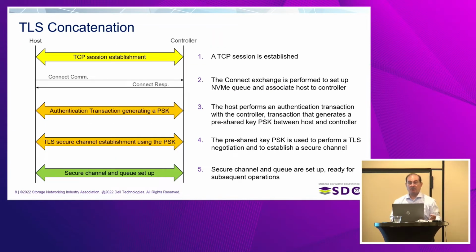And this is the way in which an establishment of a TLS session concatenated to an authentication transaction is performed. You start on TCP, you perform your connect, you authenticate the two parties, you generate a PSK on the fly. Now that PSK enables you to establish the TLS secure channel, and at this point you are with your queues set up and everything is running over a secure channel for every IO.